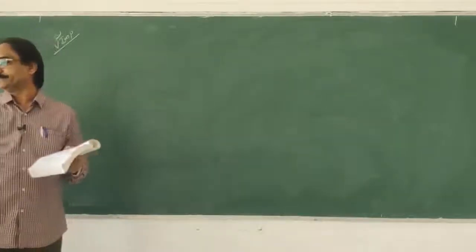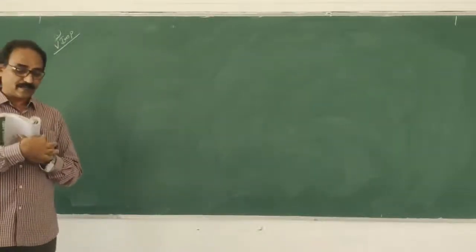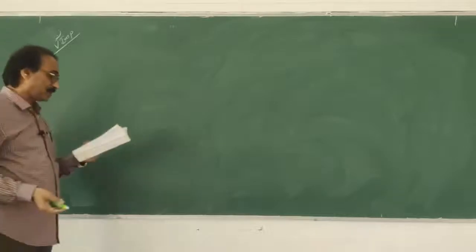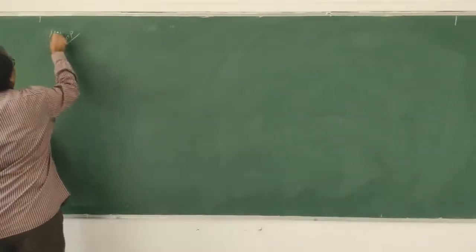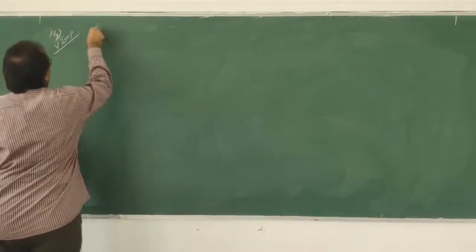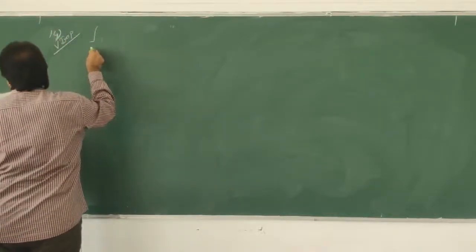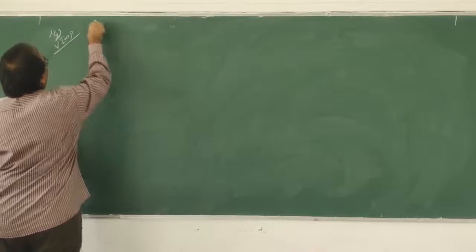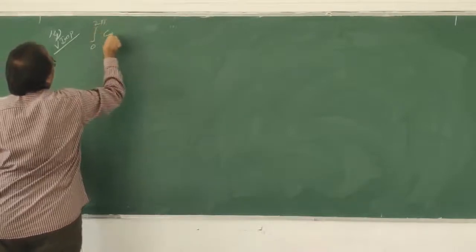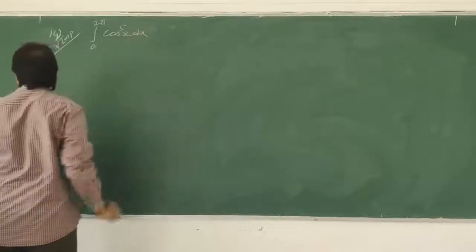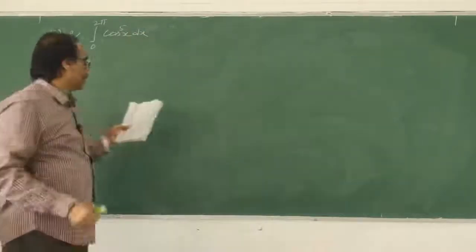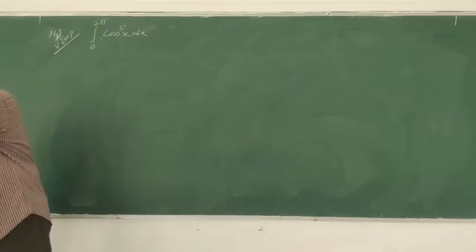But anyhow, next, problem number 14 now. In this problem number 14, what is given? Integral 0 to 2 pi cos power 5x dx. This is the problem given. Cos power 5x dx.